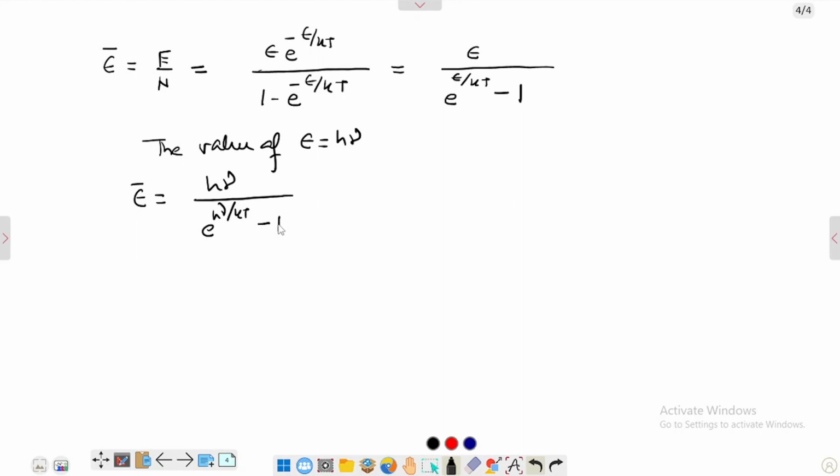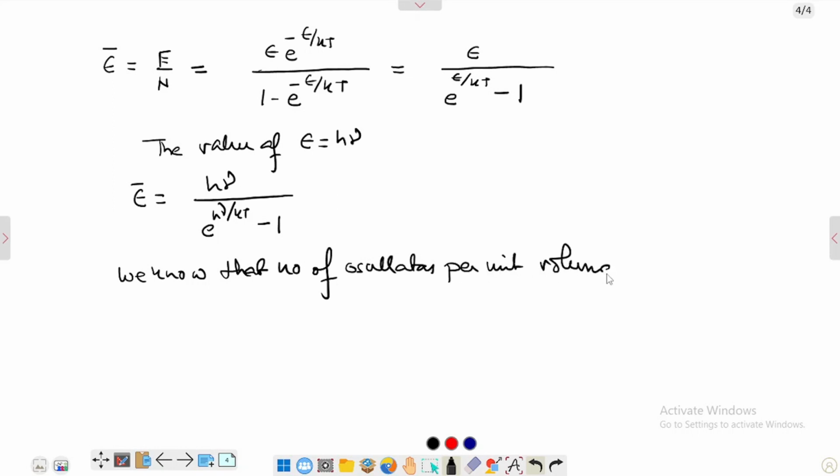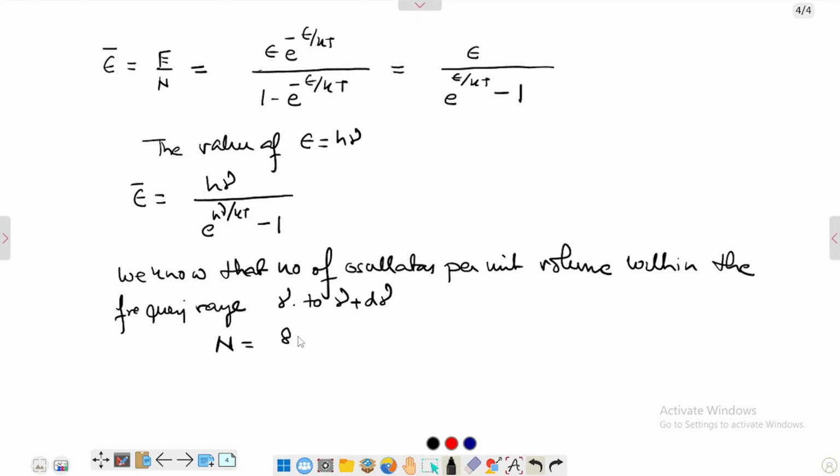Okay, and so we know that the number of oscillators per unit volume within the frequency range of nu to nu plus d nu is equal to, well, we did this, 8 pi nu cube d nu by c cube. So that we know.